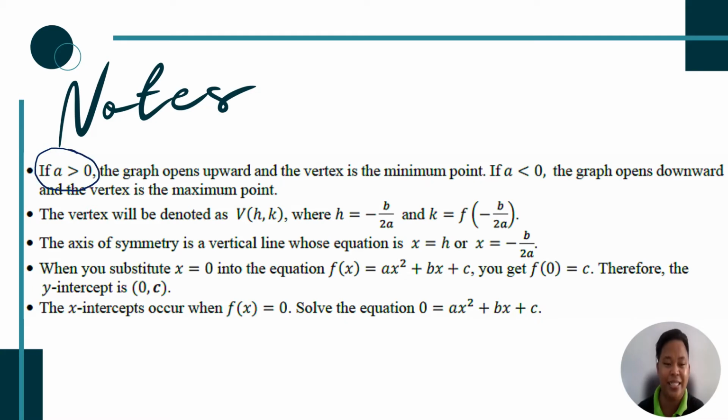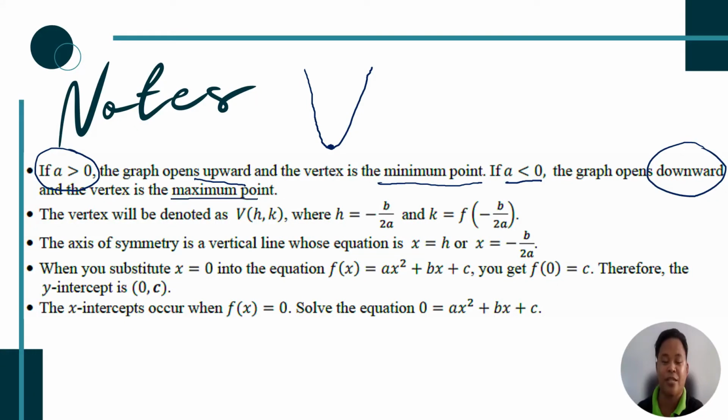If a is greater than 0, the graph opens upward, and the graph has a minimum point. So for example, this is the parabola. This is the vertex that serves as the minimum point of the graph. If a is less than 0, the graph opens downward, and the vertex is the maximum point. So if we're going to illustrate it in a graph, here is our graph. And this is the maximum point of the parabola.